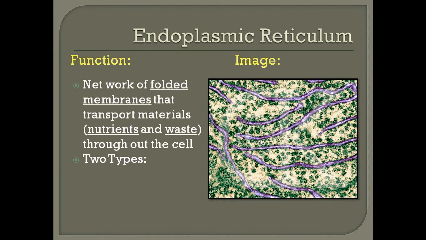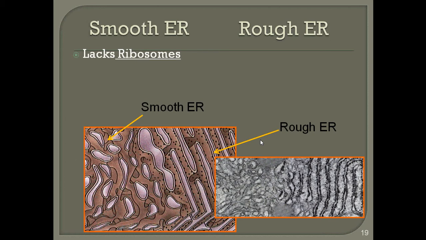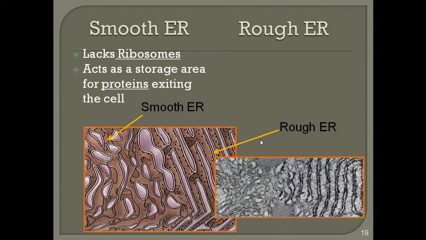Endoplasmic reticulum, or as you know it, the ER. This is a network of folded membranes that transport materials, nutrients, and waste throughout the cell. There are two types, if you recall. We have rough ER and smooth ER. This is kind of like the highway road system, transporting things across the actual cell. Smooth ER, if you remember, lacks ribosomes, and it acts as a storage area for proteins exiting the cell. So that's really what's getting stored.